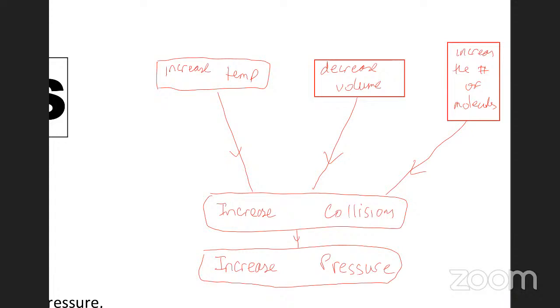Next thing is to drop the volume. If I make it smaller, pressure in here will be larger. You'll ever try to push the cork off and they keep turning and turning. What are you doing there? You're making the volume smaller and you're increasing the pressure inside. And next thing is to put more air in it. They will collide more, pressure will go up. So that's what we did last day.